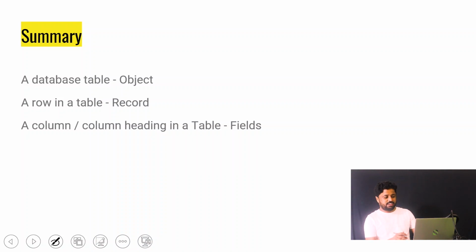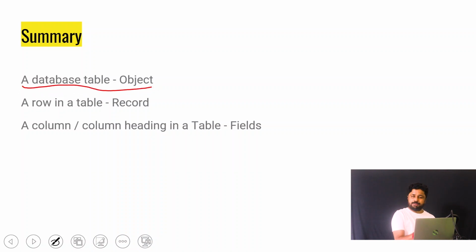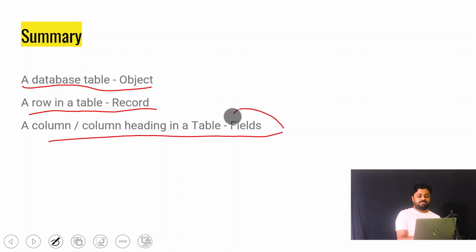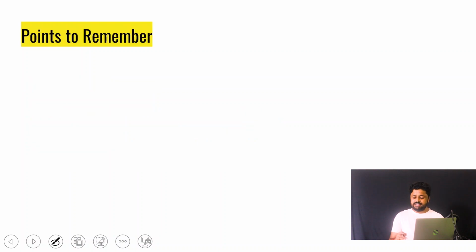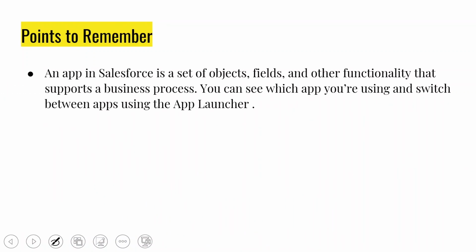Here we can have a note on this. A database table in Salesforce is nothing but an object, a row in a table is nothing but a record, and a column or column heading in a table is nothing but a field in Salesforce. By here we will end this session, and in the next video we will see the way we can create these objects in Salesforce. That will be a practical class; this is a theoretical class. Until then, keep remembering these points.